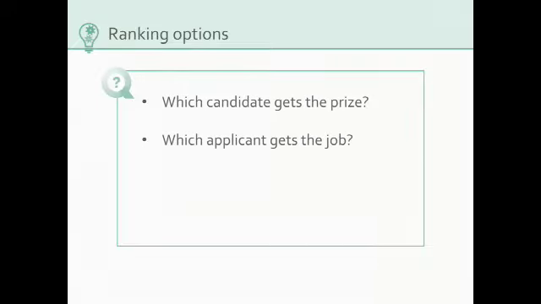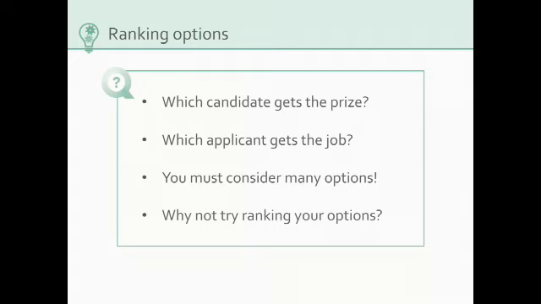But some decisions are really complicated. For instance, if you have to decide which candidate to give an award to or which applicant to hire, you need to carefully consider all of your options before you arrive at your final decision. When you're faced with a hard decision, ranking is a really helpful skill.